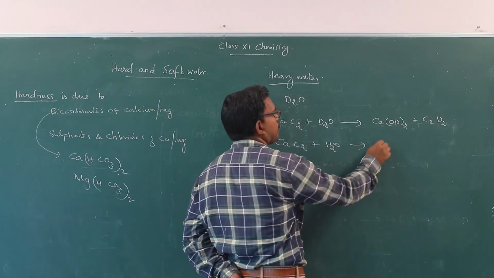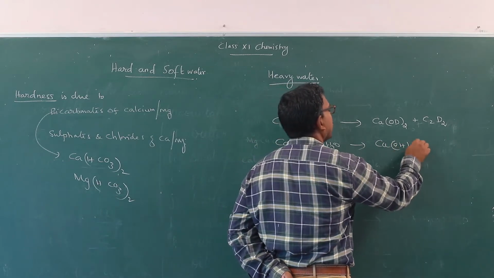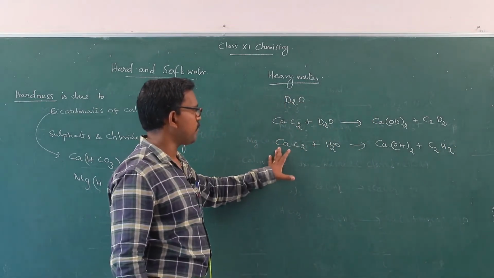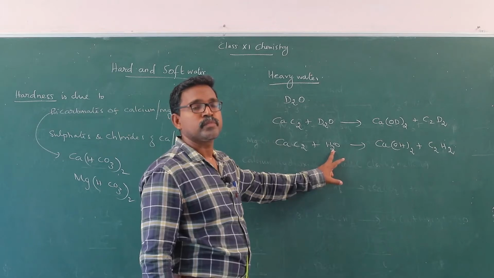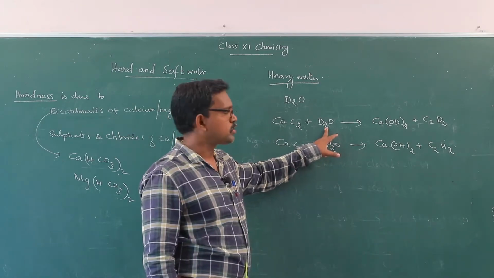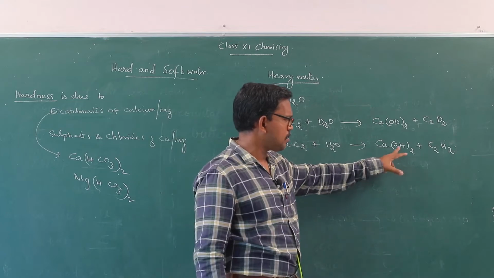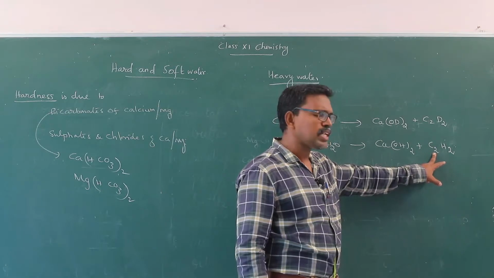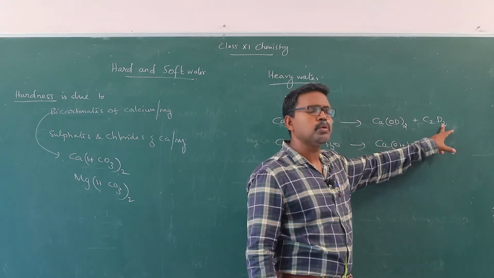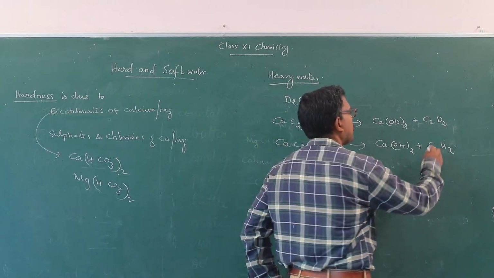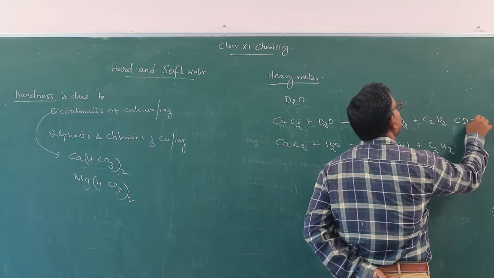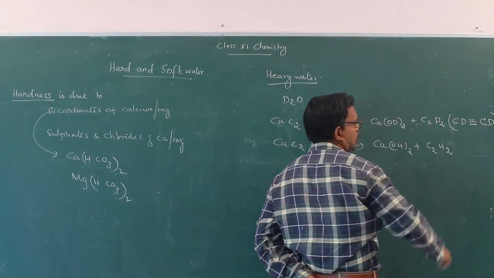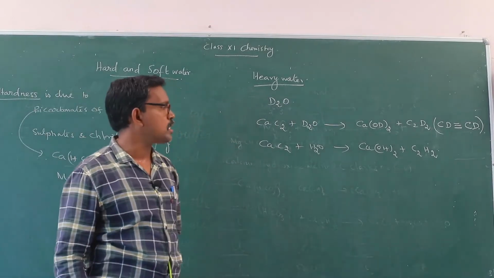So, we know that calcium carbide reacts with water. What is the product formed? Calcium hydroxide and acetylene. Acetylene is the product. So, in the similar way, we are replacing water by heavy water. Here calcium hydroxide is obtained, here calcium deuteroxide is obtained. Here acetylene is obtained, there the deutero compound, that is CD triple bond CD. This deuteroacetylene is obtained.